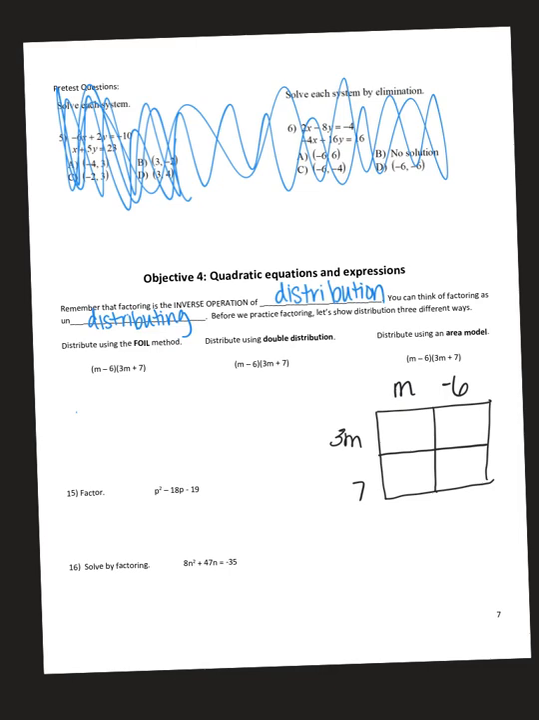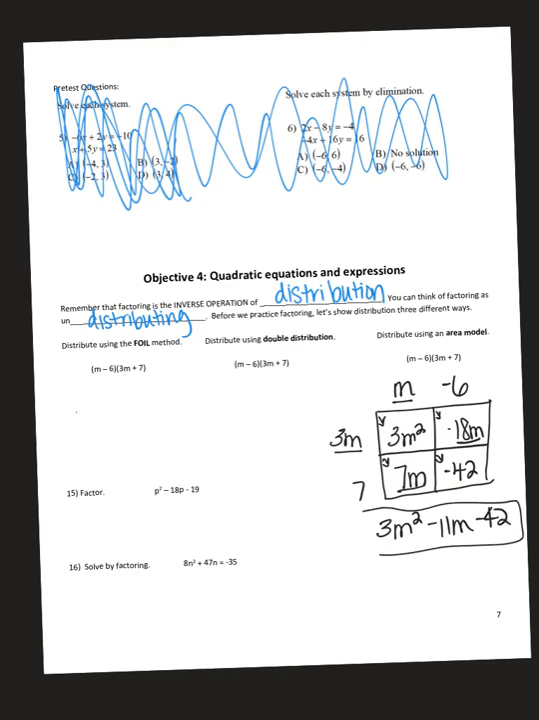So for this cell right here, we're going to multiply 3m times m. So that is 3m squared. And for this cell, we're going to multiply 7 times m, which is 7m. For this cell, we're going to do negative 6 times 3m, which is negative 18m. And for our last cell, we're going to do negative 6 times 7, which is negative 42. And then we need to combine like terms and write this as a trinomial.